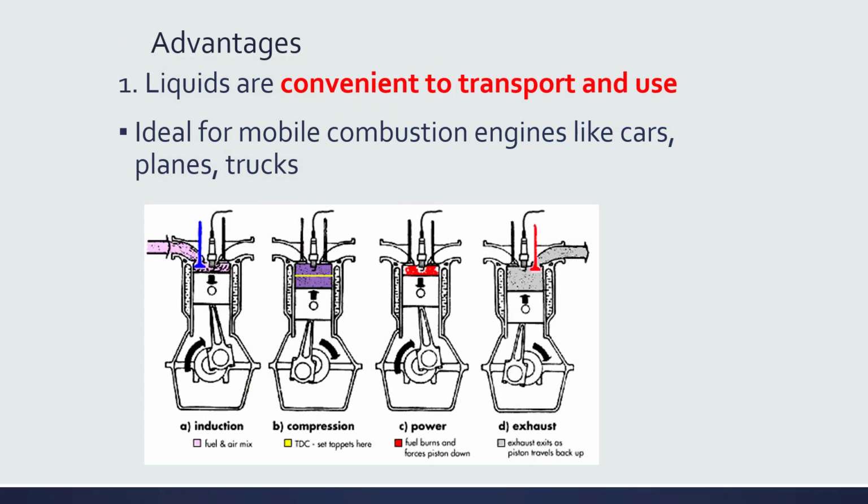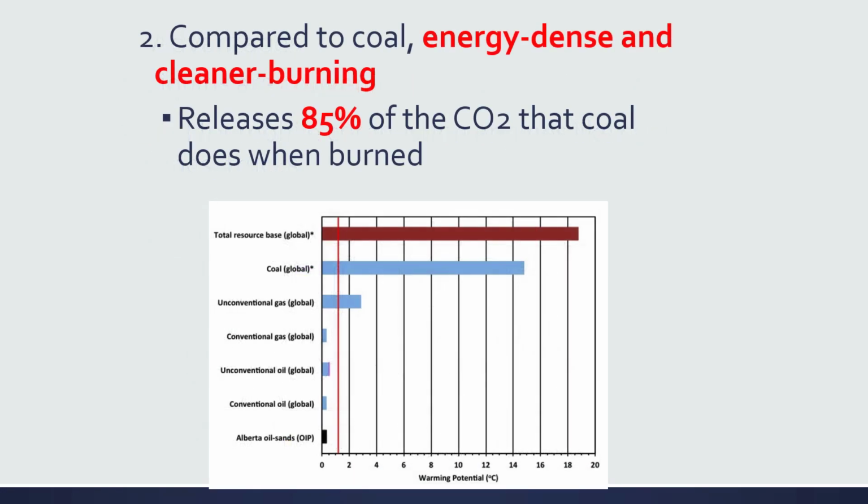All right, so what are the advantages? The obvious one here: why is it cleaner burning? Because again, you have fewer impurities, and you also have more complete combustion. And because it's energy dense, you have to burn less of it to get more energy.